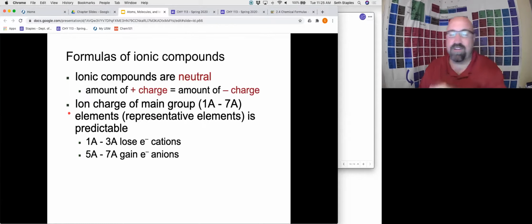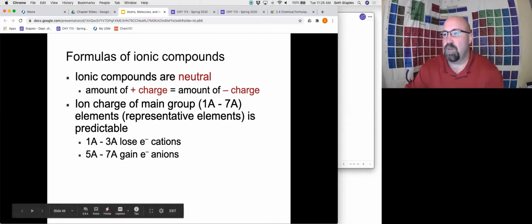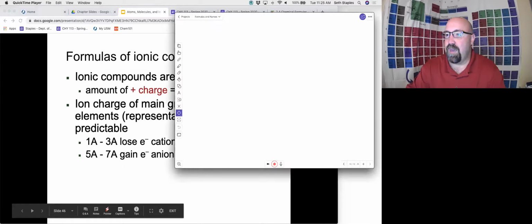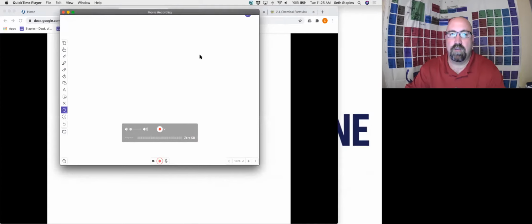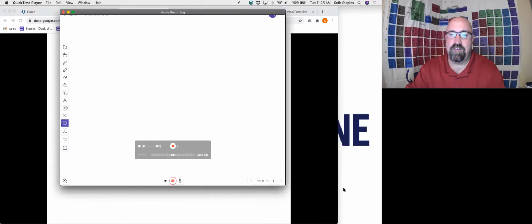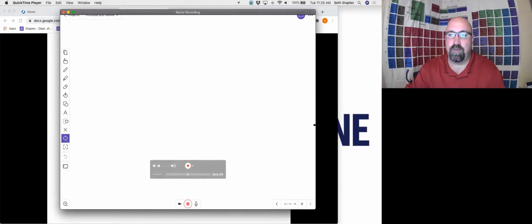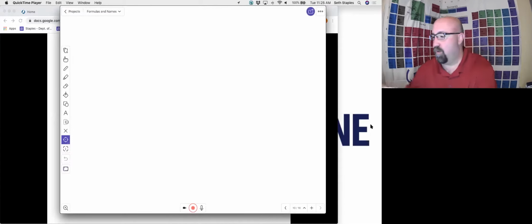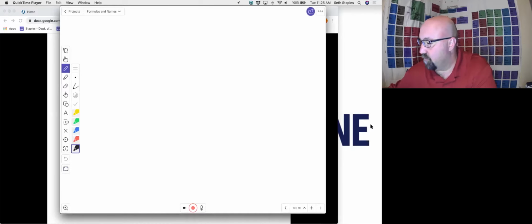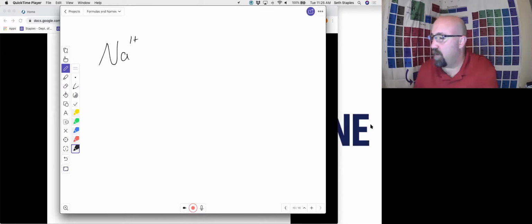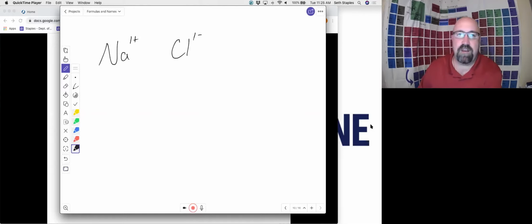Let's look at a couple examples of that. And so let's say, for instance, that we have, let's go back to our example of NaCl. Let's blow this up a little bit so we can see what's going on. So our NaCl example that we used earlier. So we use our periodic table to say that a sodium ion is going to have a charge of +1. And a chloride ion is going to have a charge of -1.